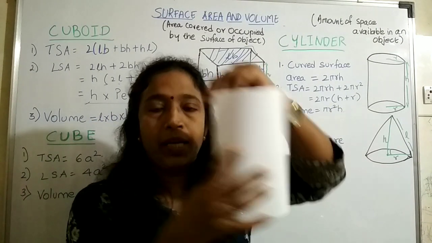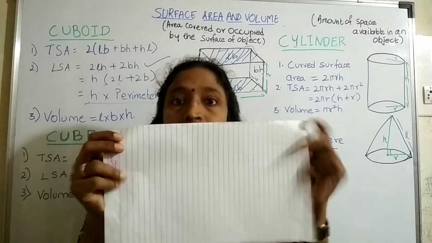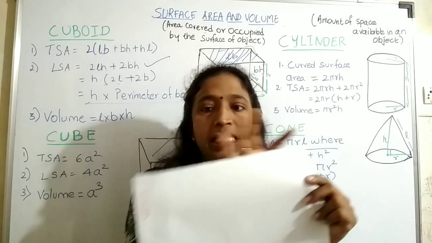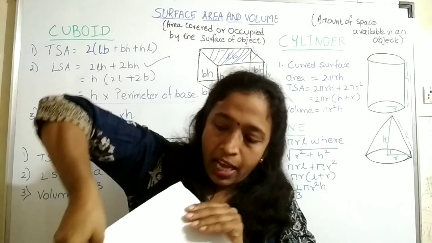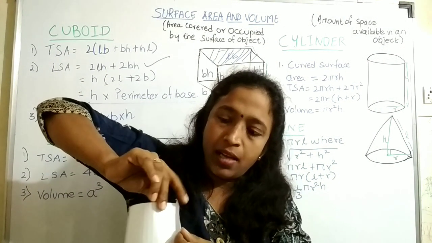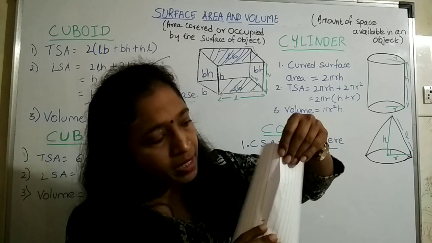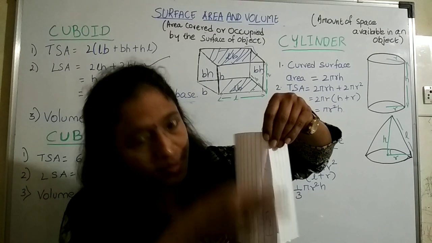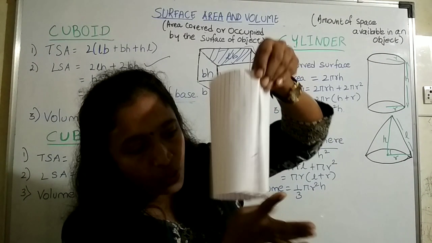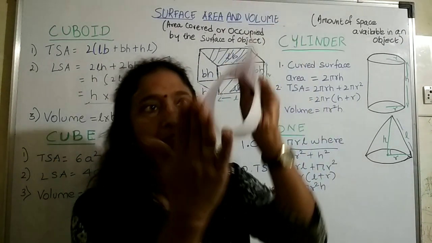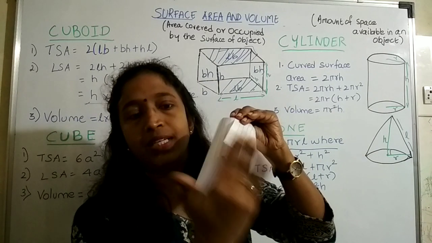We all know that when I remove this, it is a rectangular page, and the formula for the area of a rectangle is length into breadth. When I fold this rectangle along the length, I get a cylinder. Now this is the cylinder's height. And here what you get is a circle. We know the base and the top of the cylinder are always circles.